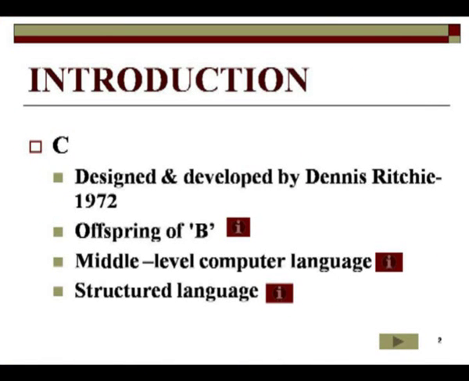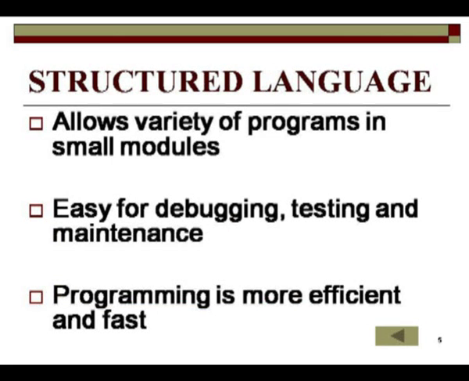Next we say that C is a structured language. So what does this structured language mean? The structured language allows a variety of programs in small modules. A module is nothing but a small set of statements. Now there are two different ways to handle a problem. Either we can solve the entire problem in a series of steps, or we can divide the problem into smaller subtasks, handle each subtask, and when we combine it together we get the final solution.